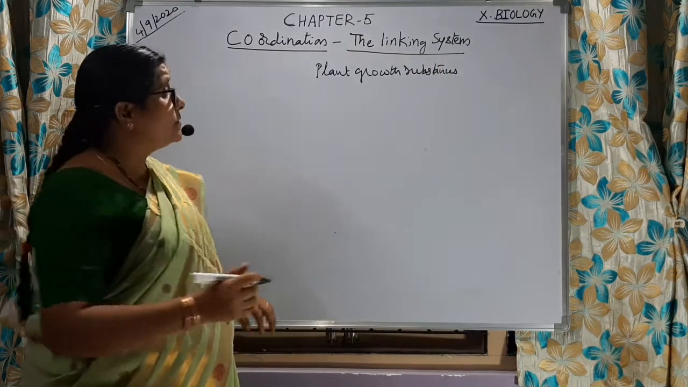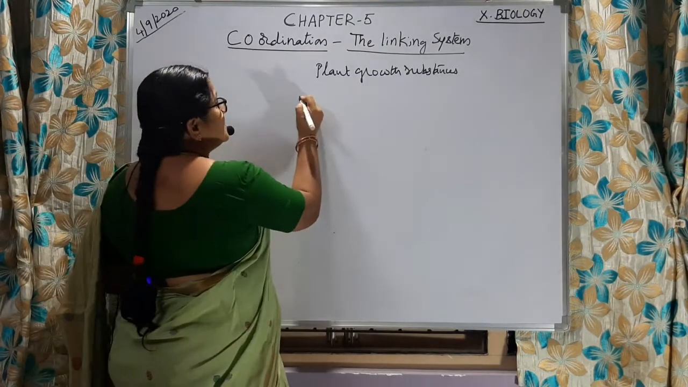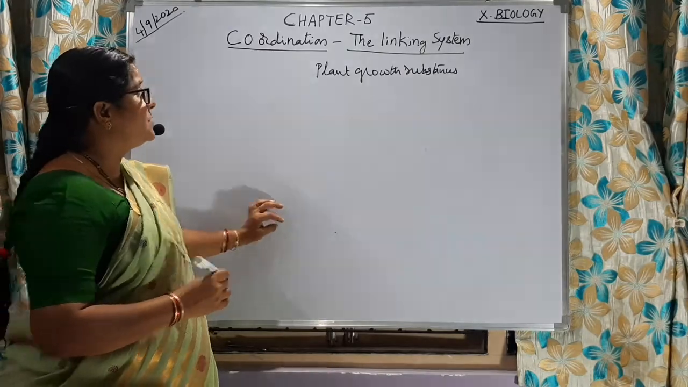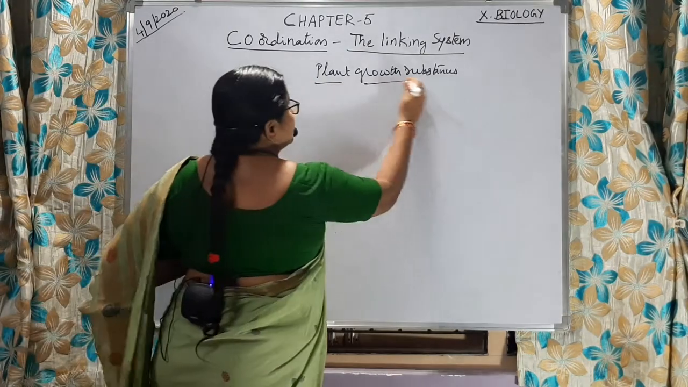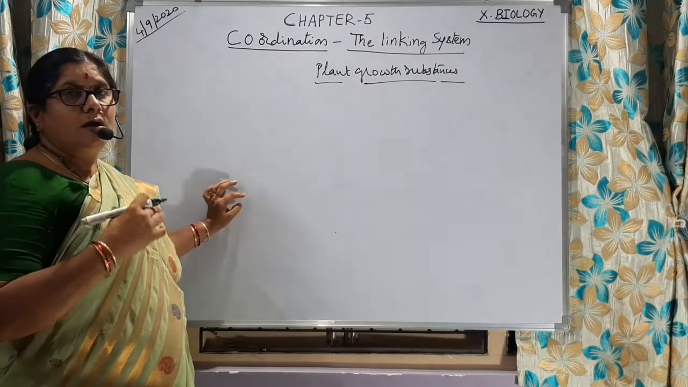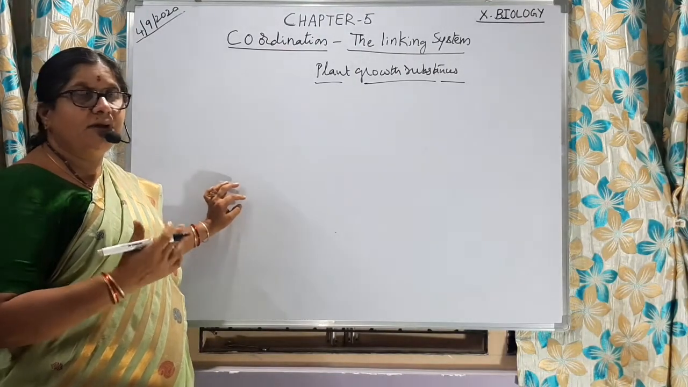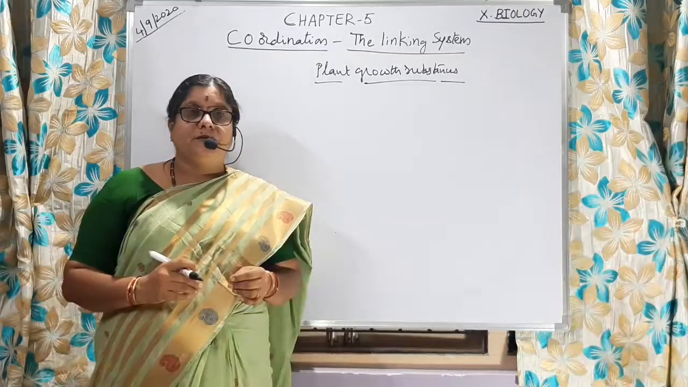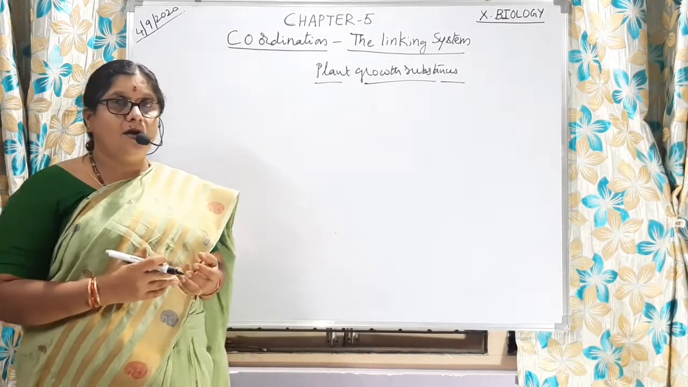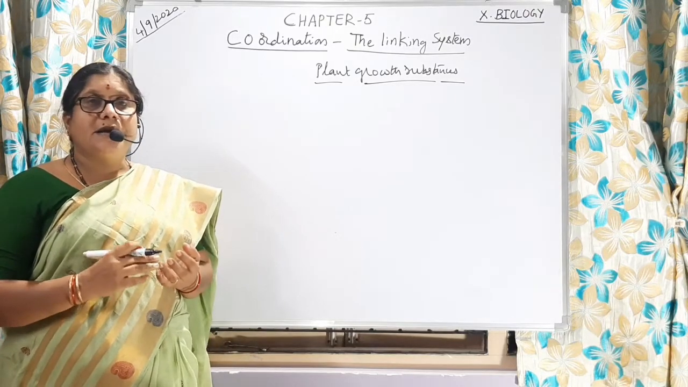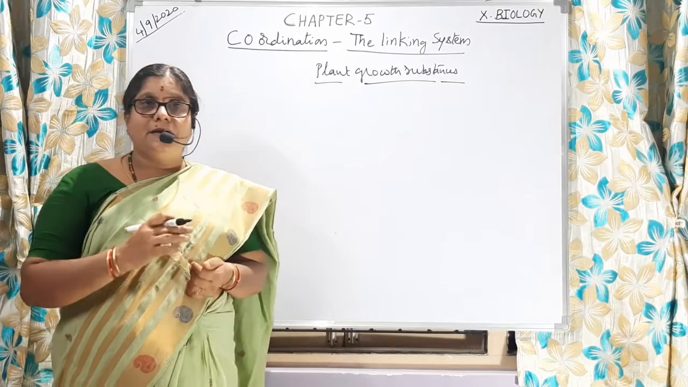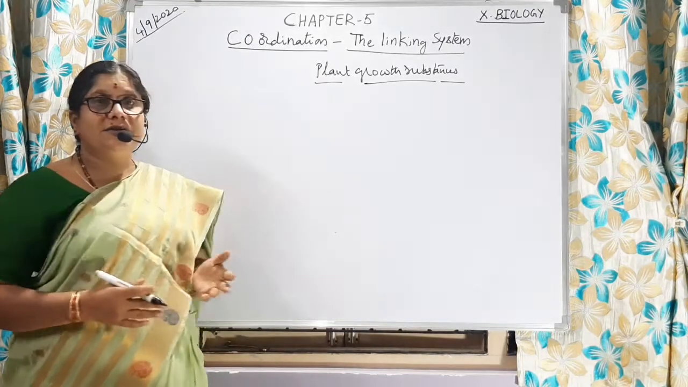What are the plant growth substances present in plants? There are 5 major groups of plant growth substances, in different parts of the plant, which help in the growth and development of different parts of the plant. The 5 plant growth substances present in plants are auxins, cytokinins, gibberellins, abscisic acid, and ethylene. Now we are going to discuss them.